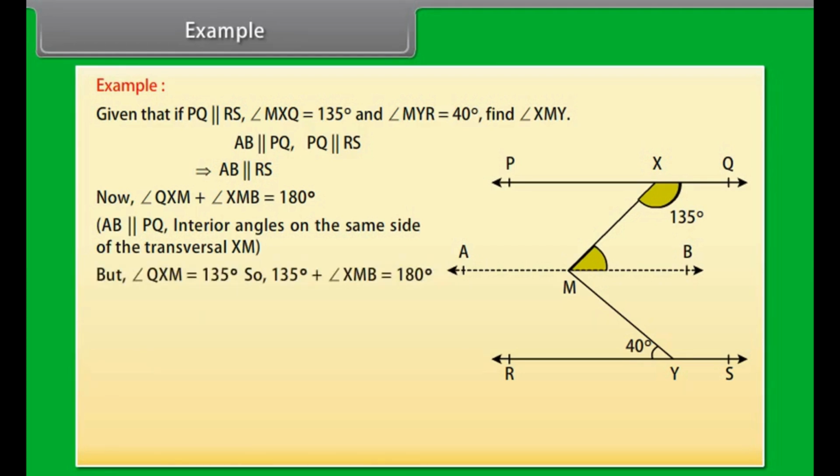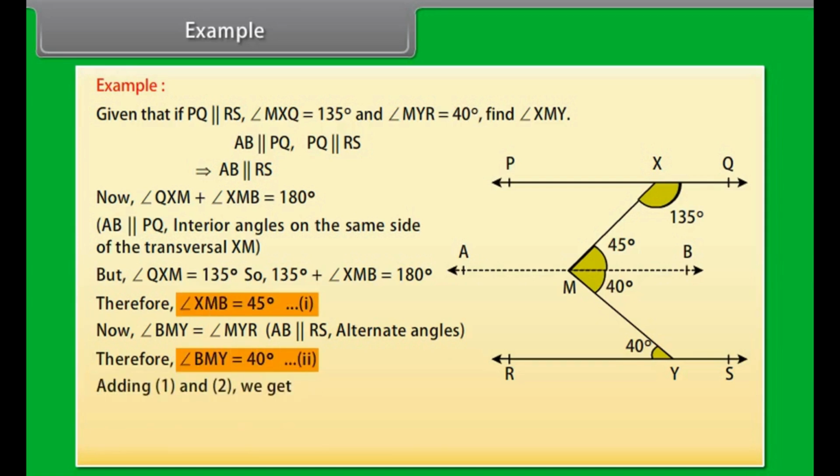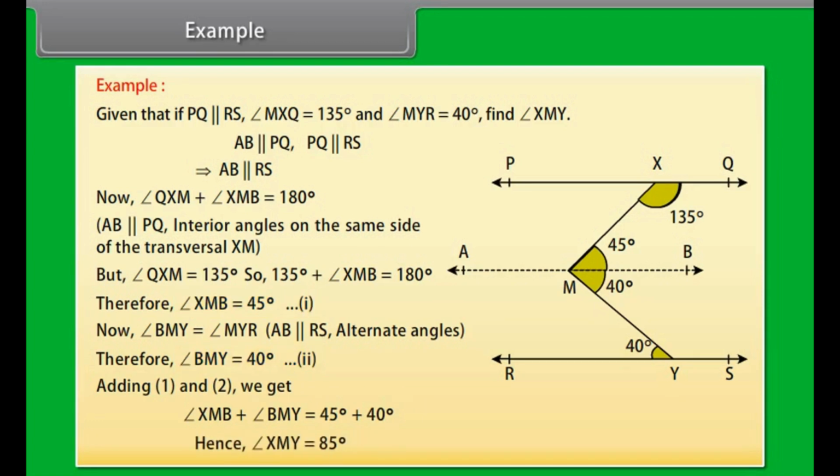But angle QXM is equal to 135 degree, so 135 degree plus angle XMB is equal to 180 degree. Therefore, angle XMB is equal to 45 degree. Mark it as 1. Now angle BMY is equal to MYR because AB is parallel to RS, so these are alternate angles. Therefore, angle BMY is 40 degree. Mark it as 2. Now adding 1 and 2, we get angle XMB plus angle BMY is equal to 45 degree plus 40 degree. Hence, angle XMY is equal to 85 degrees.